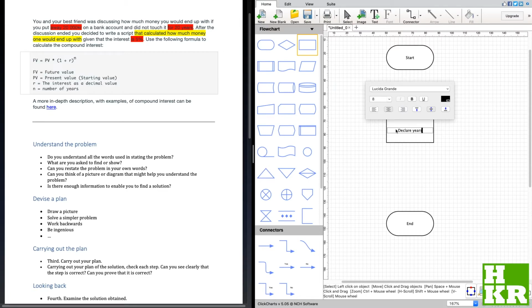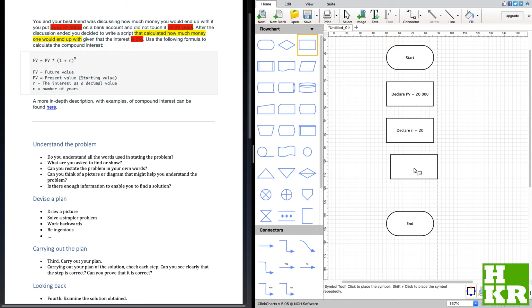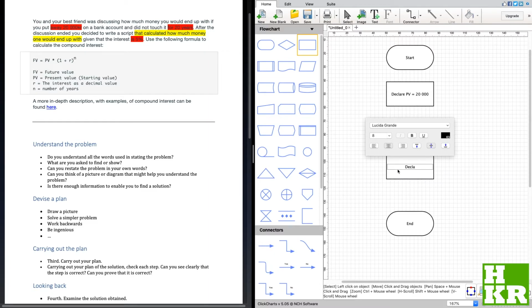Oh, the years was not years, it was, let me check here, it was N, and N is 20. We're looking at 20 years. And the last one, that is R, which we said is 5%, but as a decimal number, it's 0.05.